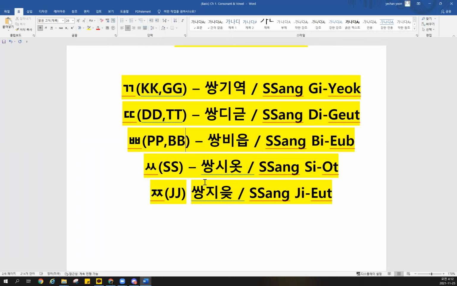All right. Next one. Double 지읒. What was the pronunciation for the 지읒? Sounds like 저. But what is it gonna be with the double consonant accent? The emphasized accent is gonna be 저. Now with the 저, it's gonna be the 쌍지읒, the double 지읒 pronunciation.